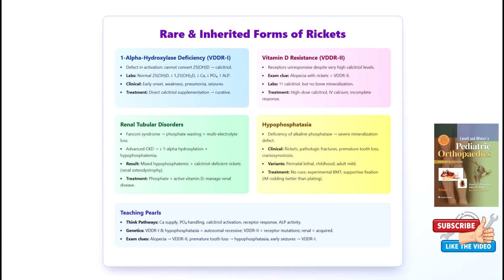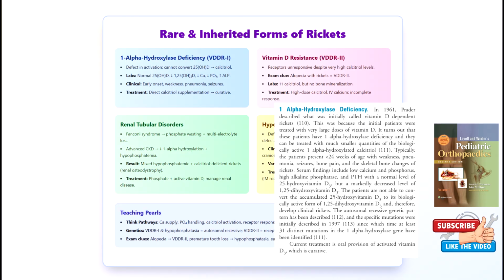We begin with 1-alpha hydroxylase deficiency, historically called vitamin D-dependent rickets type 1. This condition was first described in 1961 by Prader, when he noted children with severe rickets who failed to respond to ordinary doses of vitamin D. At first, they were treated with huge doses of vitamin D, but later it was understood that the defect was not in the availability of vitamin D itself, but in its activation.